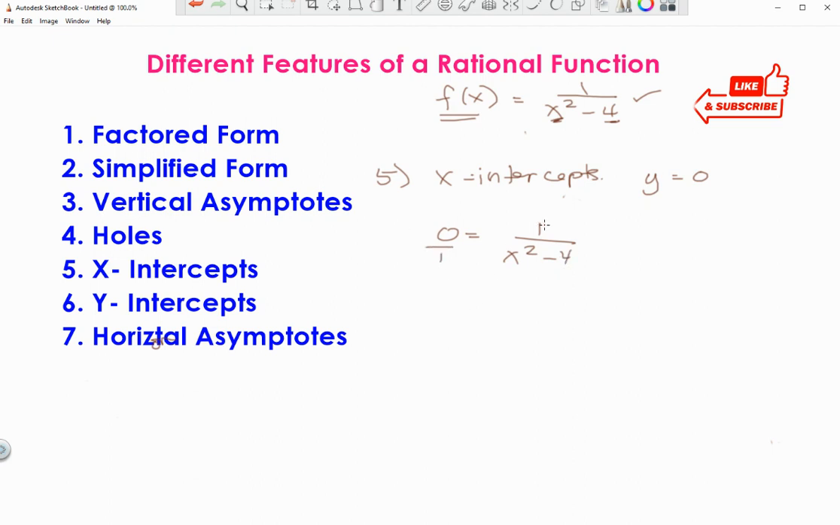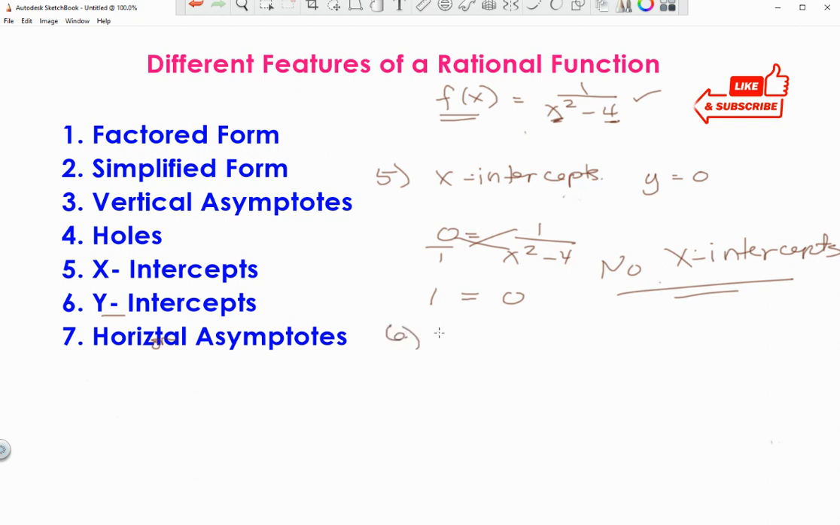If you put over 1 here, then you can cross multiply. 1 equals 0 times something, which is 0. Well, is there a case where 1 is equal to 0? No, 1 is not equal to 0. So this means there is no x-intercept, meaning it will not hit the x-axis. No x-intercepts for this function. And there are a lot of cases when you don't have x-intercepts. All right, so next one is the y-intercept.